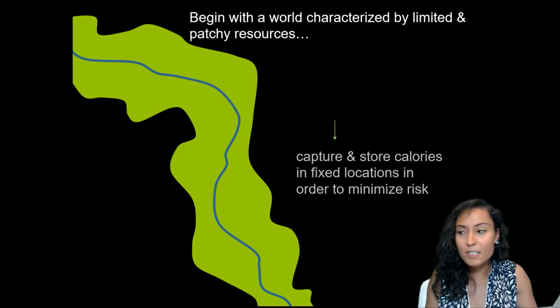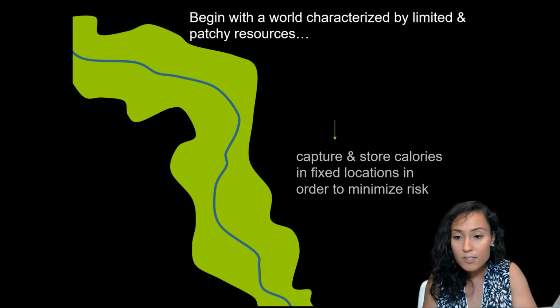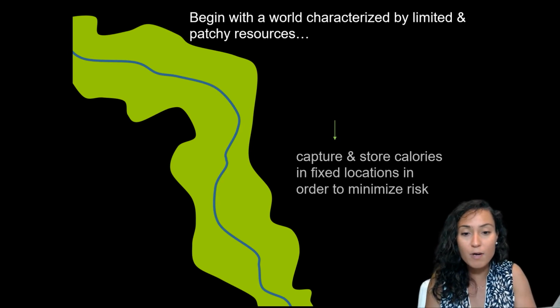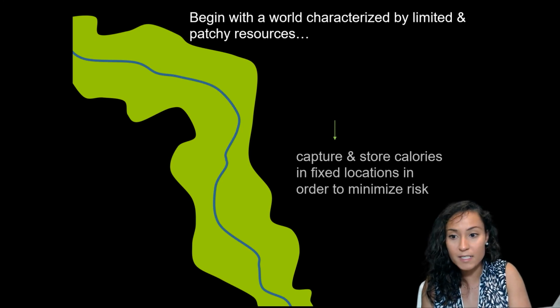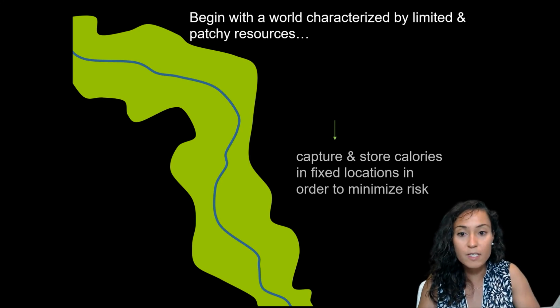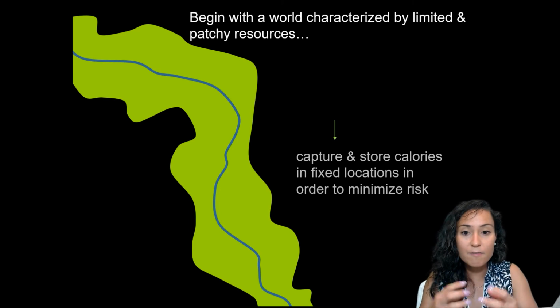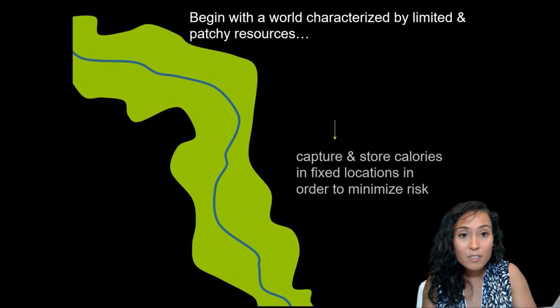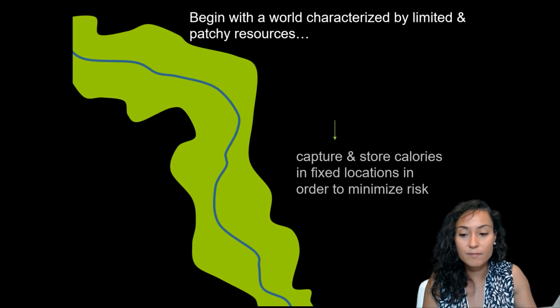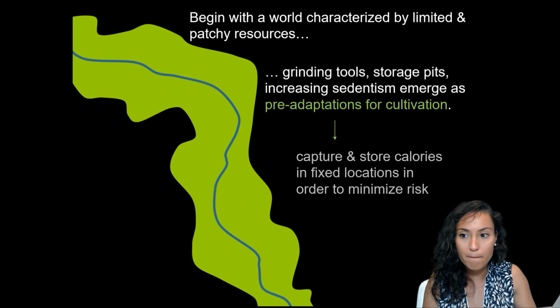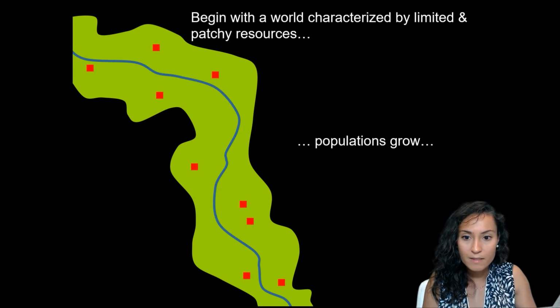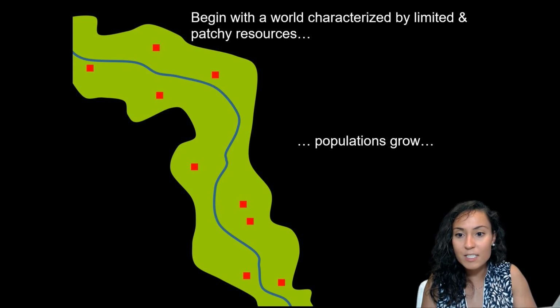Instead of continuing to move as a way to minimize risk and food shortages, hunter-gatherers developed new grinding tools and storage pits to more efficiently capture and store calories in these kind of fixed locations, usually in river valleys. These adaptation strategies proved successful and populations began to grow.